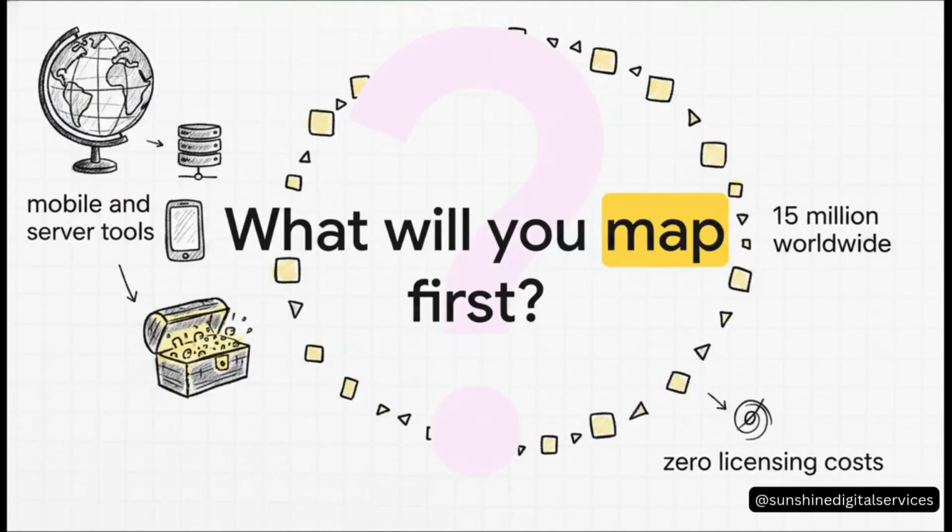So what does this all mean for you? Well, you've got 15 million copilots worldwide, absolutely zero licensing costs, and an ecosystem that scales from a phone in the woods to the global web. The barrier to entry is just gone. So the only question left to ask yourself is, what hidden stories are waiting inside your data, and what are you going to map first?